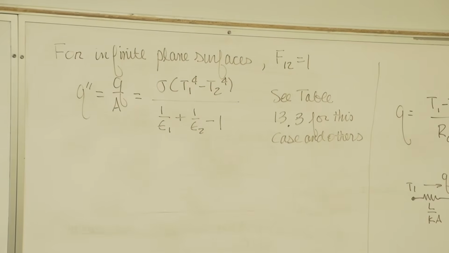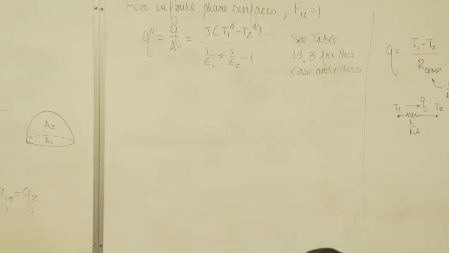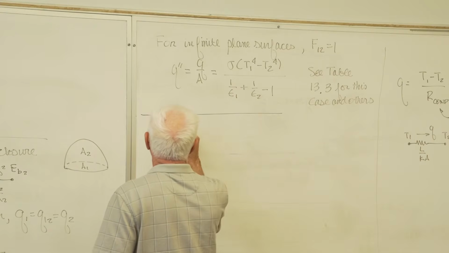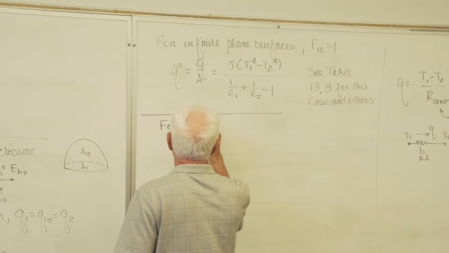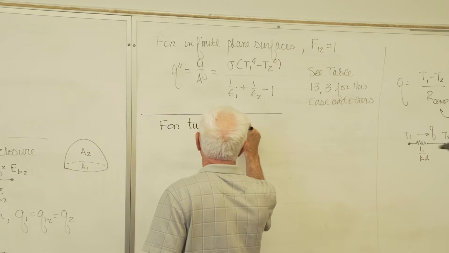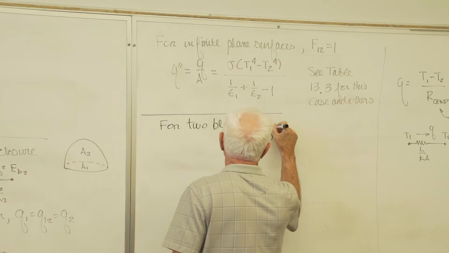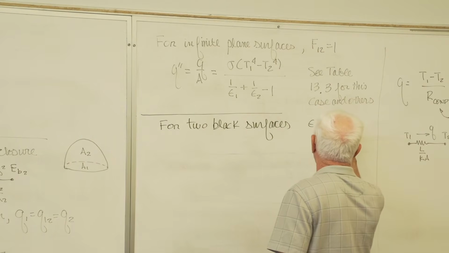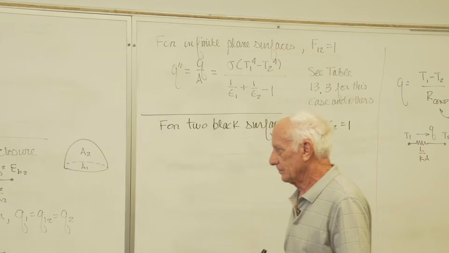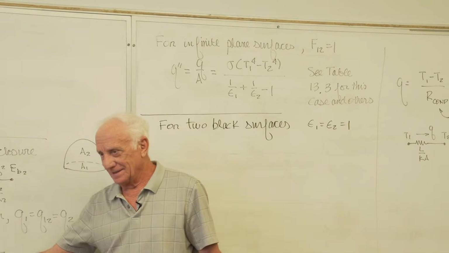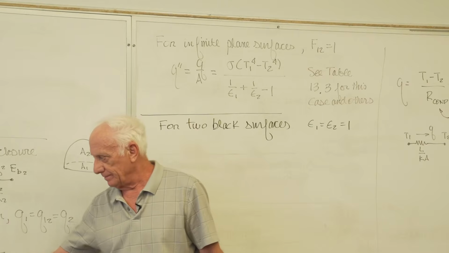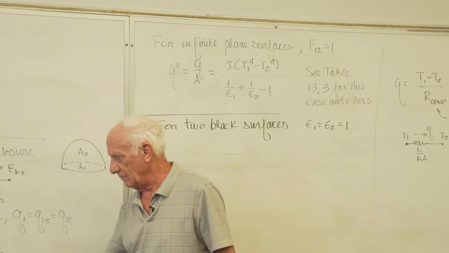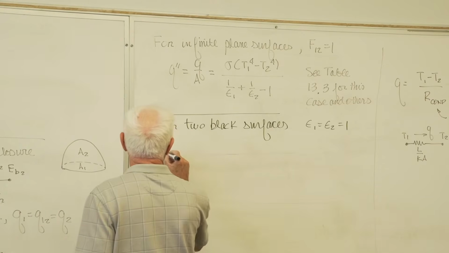Okay, let's take another case. 2 black surfaces. Epsilon 1 equals epsilon 2 equals 1. Obviously, this term is 0, that resistance is 0. This resistance is 0. We're left with this times A1 F12. So Q12.